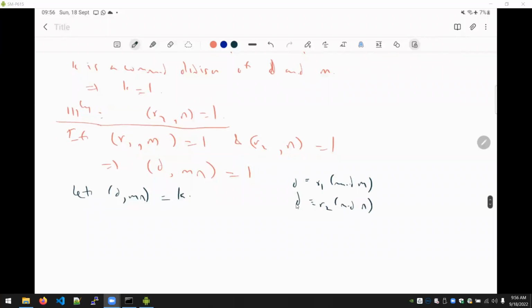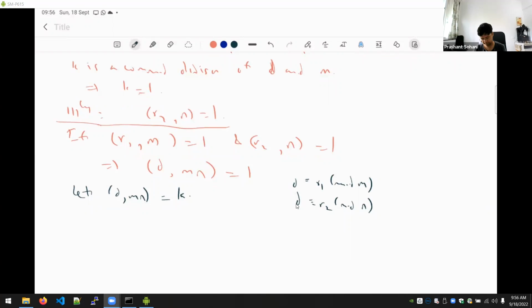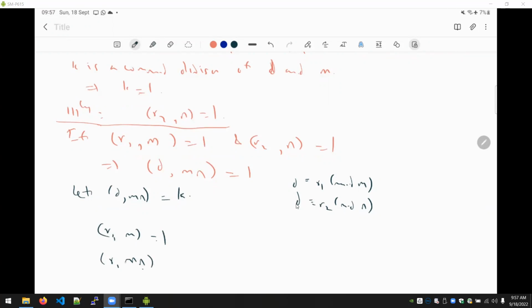So we can start by saying that the GCD of R1 and MN will be 1 because GCD of R1 and M and R1 and N is 1. No, see, if GCD of R and M is 1, not necessarily GCD of R and MN will be 1, because what if N and R have some common factor, right? No, sir, so we also have R1 and N is 1, right? No, we have GCD of R1 and M is 1 and R2 and N is 1. So they are two separate elements, right?